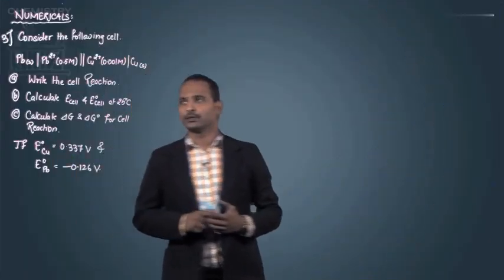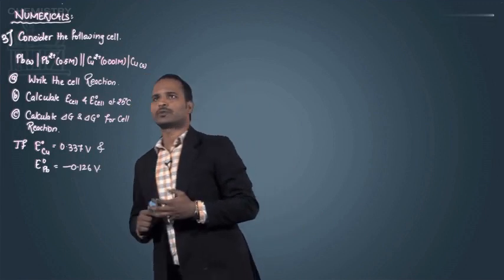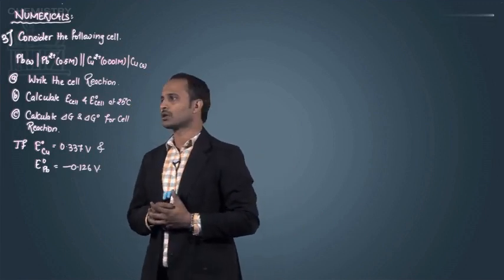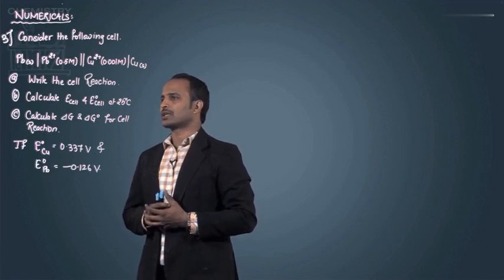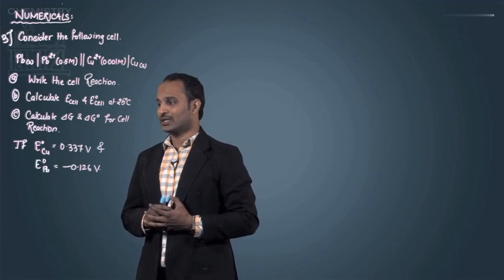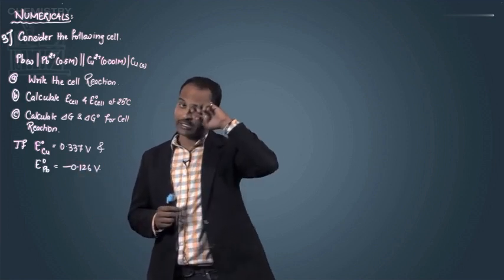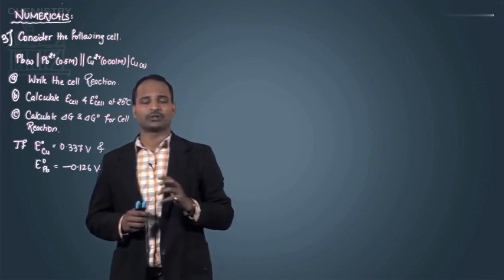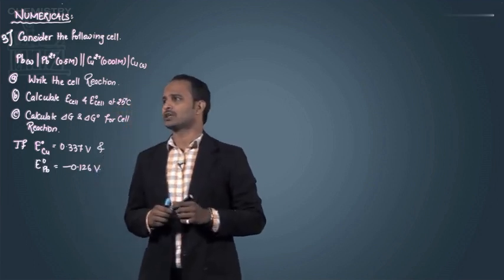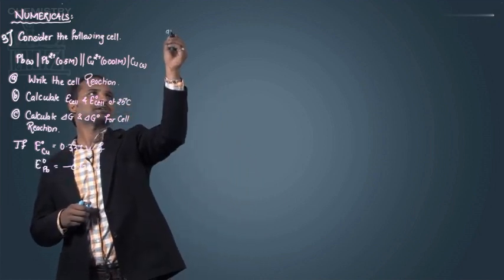The next numerical. Consider the following cell. The cell is Pb, Pb2 plus, Cu2 plus and Cu. The concentrations of the ions are also given. First, write the cell reaction, calculate the E cell and E naught cell, calculate delta G and delta G naught for the reaction. E naught of copper and E naught of lead, that is the electrode potential for both the electrodes, are given. Now let's solve. First we have to write the cell reaction. So let's start with the first part, that is the cell reaction.